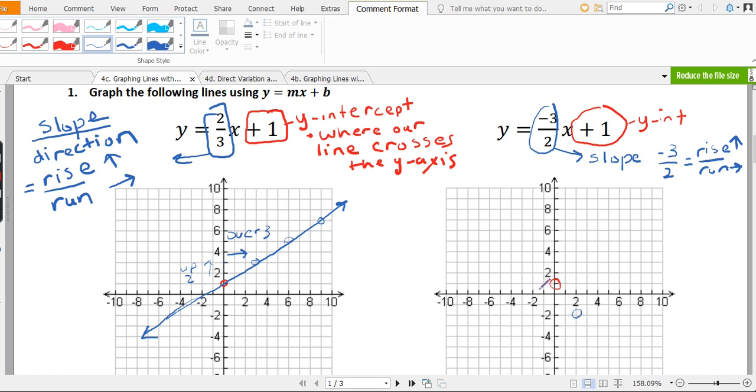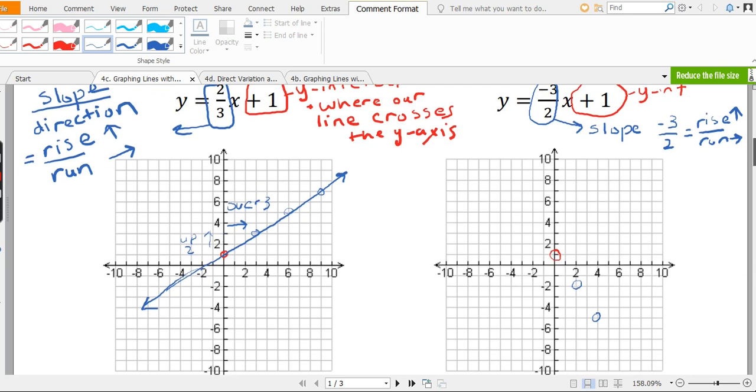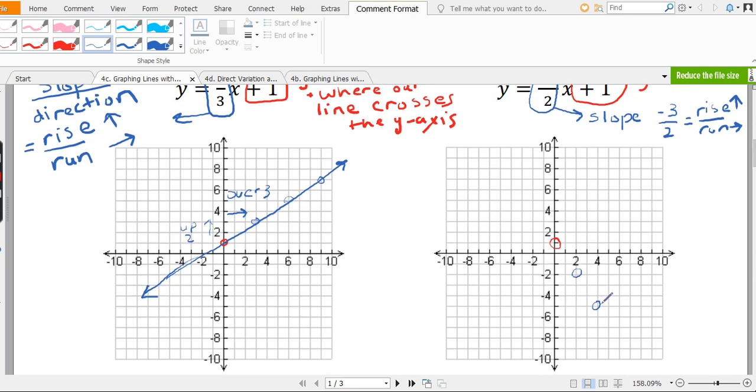Okay. Now I don't need to draw it like I did here. That was just to show you. But from that point, I go down 3 over 2. I do the same thing. Down 3 over 2. Down 1, 2, 3 over 1, 2. Sorry, I'm just going to move this down a little bit. And once again, 1, 2, 3, down 1, 2.